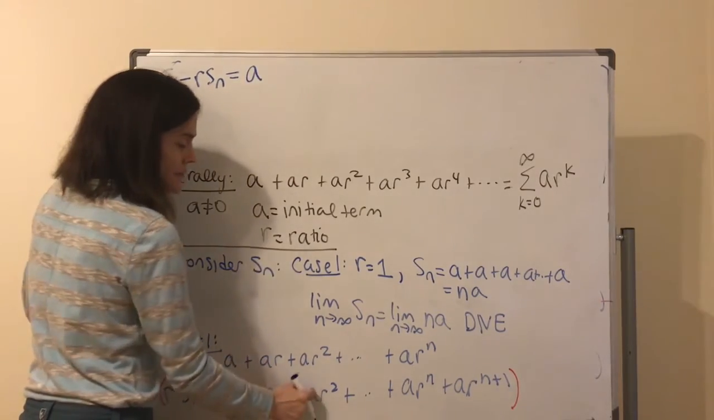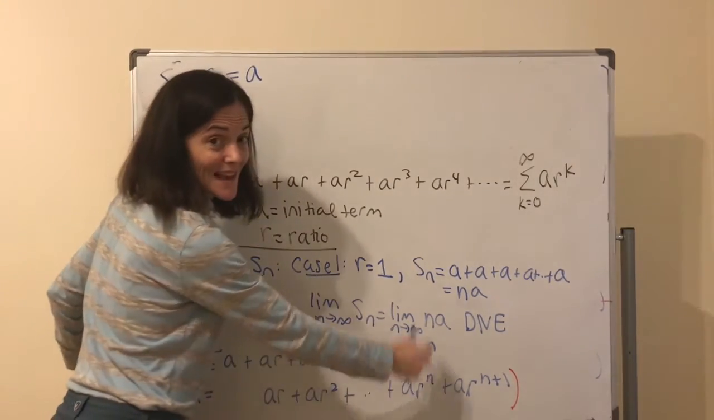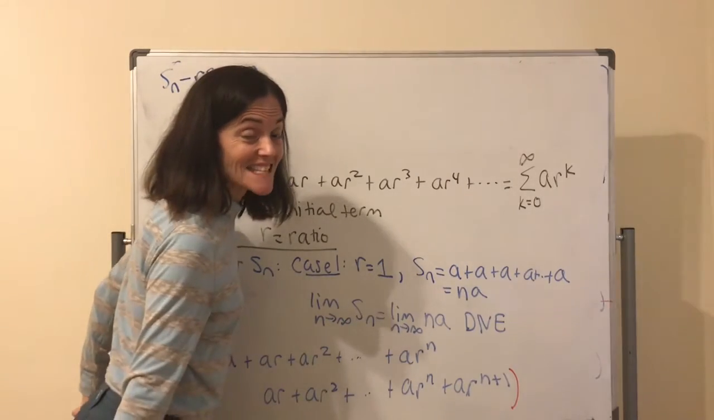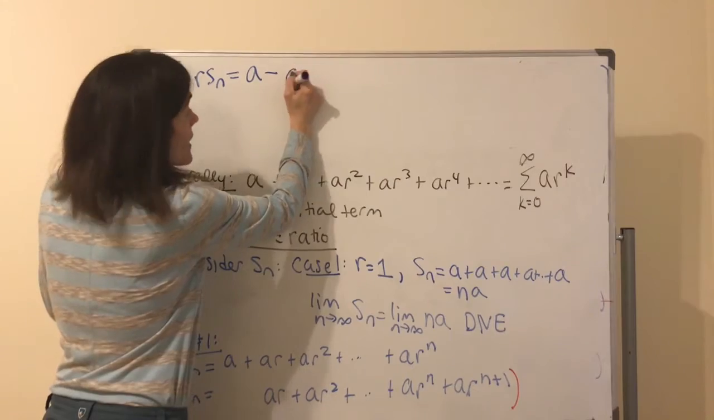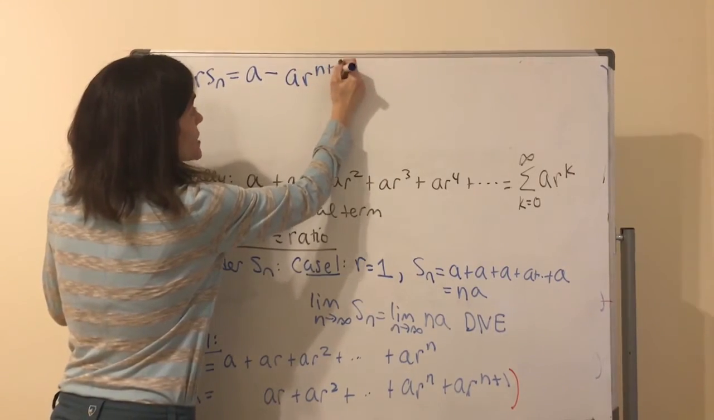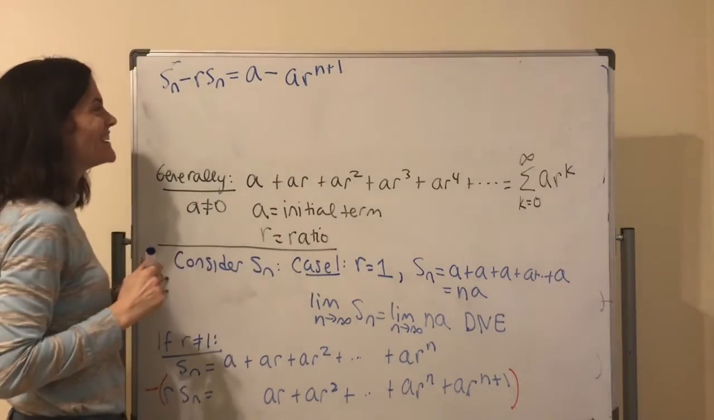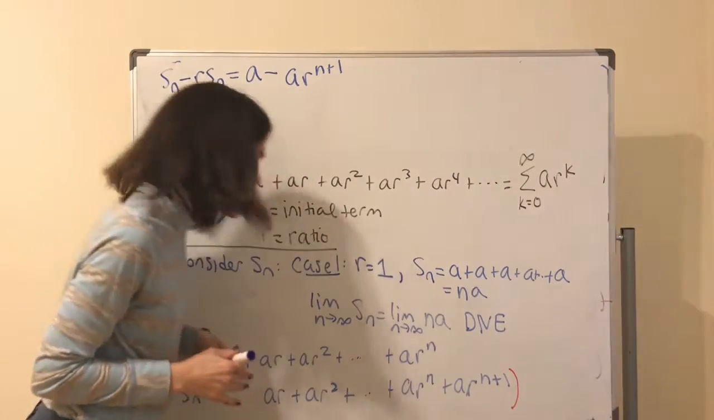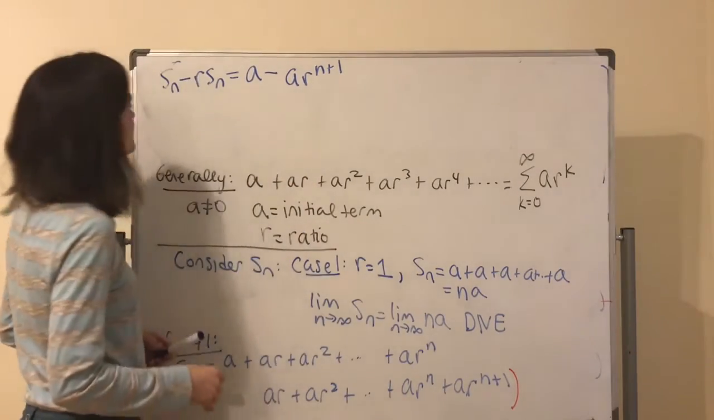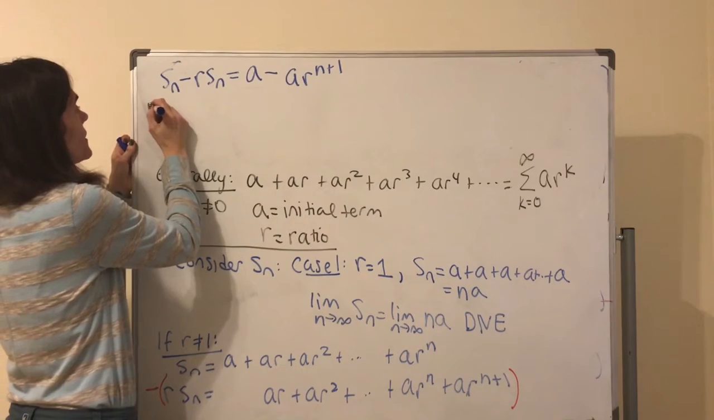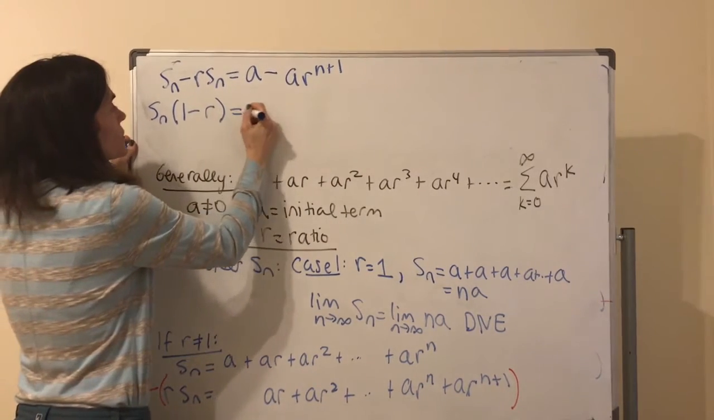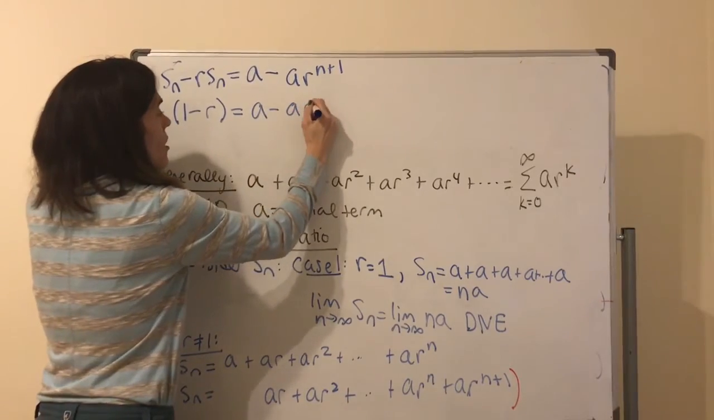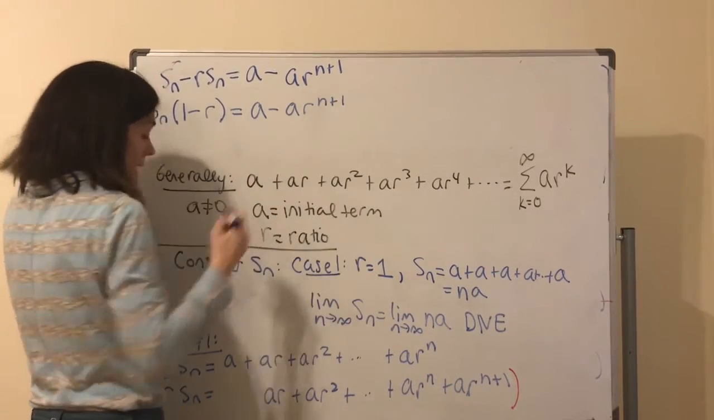Then cancels, cancels, cancels, cancels, cancels, cancels, right? What I mean by that is it adds to 0, and I just have minus ar to the n plus 1. Okay, we're in wonderful shape now because let's factor out an Sn. Sn times 1 minus r is equal to a minus ar to the n plus 1.